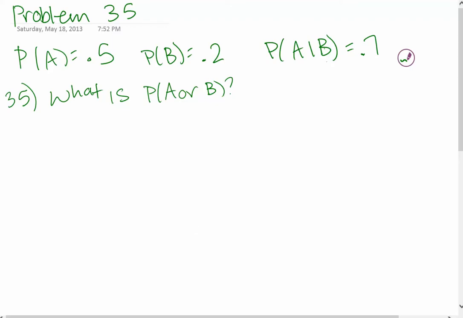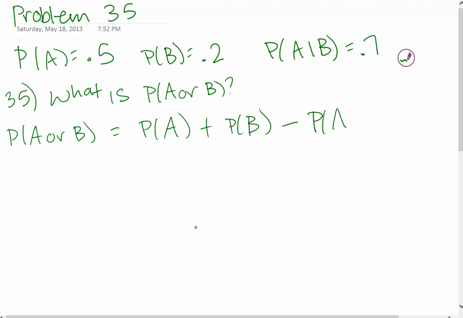Okay, so for 35 it asks us, what is the probability of A or B? So to do this, we think, well, do we know a formula for the probability of A or B? We do know a formula for that. The formula is the probability of A or B equals the probability of A plus the probability of B minus the probability of A and B. Remember, we need to subtract out that intersection, the probability of A and B, so that we're not double counting.